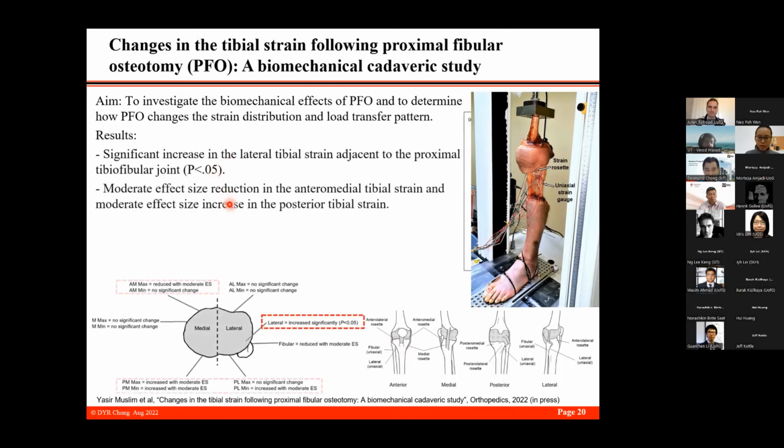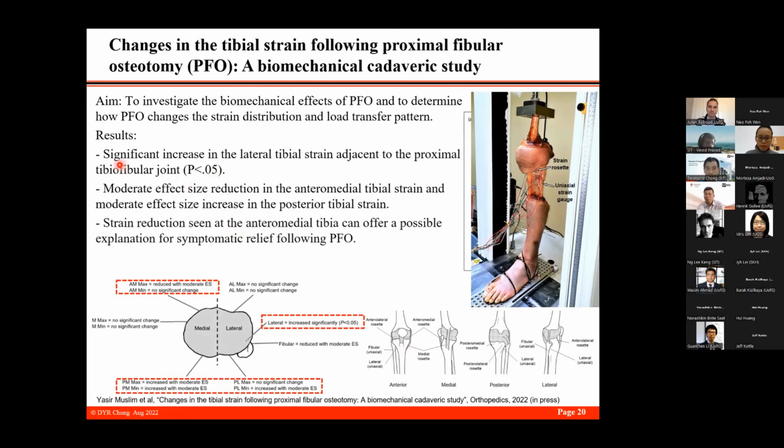Of course, I don't want to go through all the various details. But we show some results indicating a significant increase in the lateral tibia strain adjacent to the proximal tibiofibular joint. Some of the conclusions are that the increase in the lateral and proximal tibial strains raises some concern of long-term failure for patients who receive this PFO. So we are able to give some indications to the orthopedic surgeons about the possible impact of this operation on their patients.